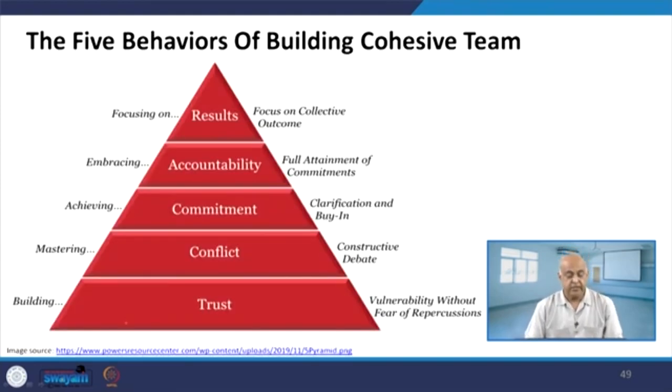So, these are the five behaviors of building a cohesive team: trust, conflict, commitment, accountability and results. In building trust, mastering conflict means a constructive debate is to be organized, right. Vulnerability without fear of repercussions is to be there. Achieving commitment, clarification and buy-in. Embracing accountability, full attainment of the commitments, and focusing on the results, focus on the collective outcome. So, therefore, right from building the trust, managing the conflicts, increasing the commitment, developing the accountability and achieving the results or goals.